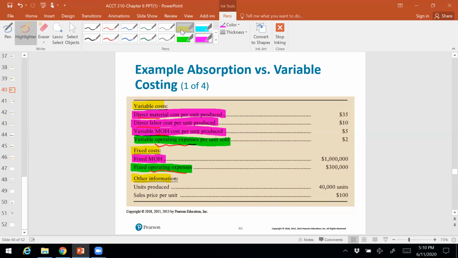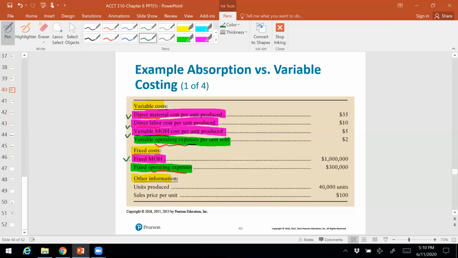And then you produced 40,000 units, selling price is 100. So my first question, under the absorption costing method, what will be included in your product cost? Under absorption, it absorbs all the product cost. So under absorption, we have direct material, direct labor, variable manufacturing, and fixed manufacturing overhead. As long as it's manufacturing, it absorbs. I'll ask you the next question.